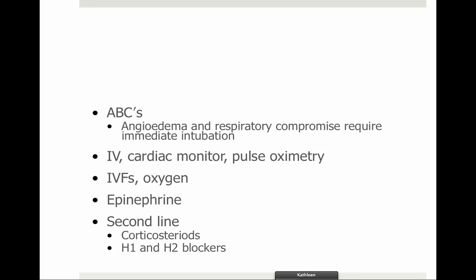ABCs again. Angioedema or respiratory compromise requires immediate intubation. We're going to get an IV. We're going to put them on a monitor and make sure we get their pulse ox. We're going to give IV fluids, oxygen, and epinephrine. Second line are corticosteroids and H-histamine blockers.